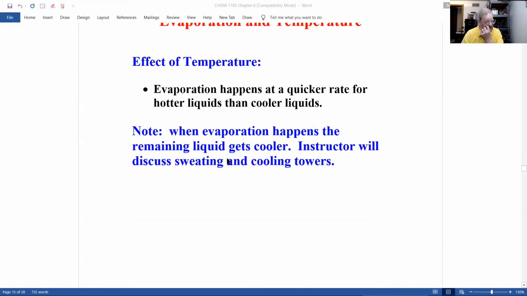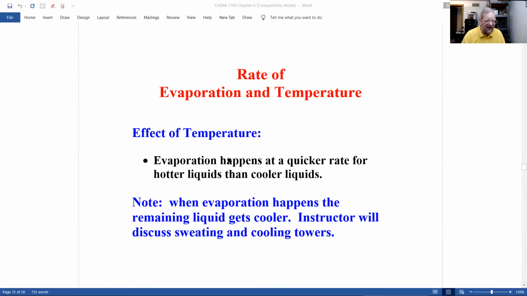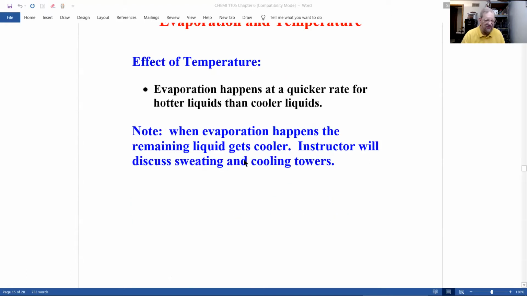Now, temperature will affect that rate, and evaporation happens quicker for hotter liquids than colder ones. And I explained how your body cools you down. Remember, men sweat, women perspire. Is that sexist? I hope not.